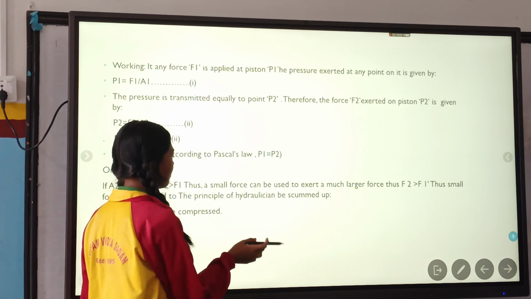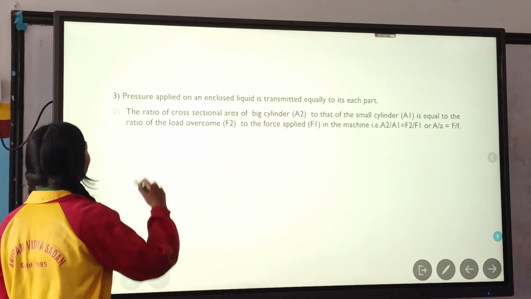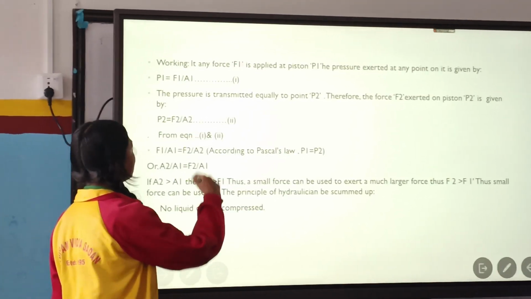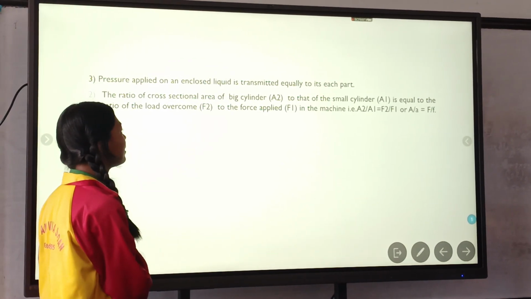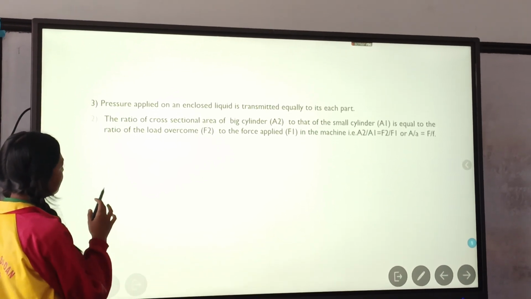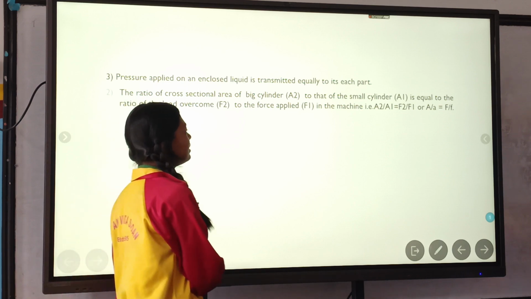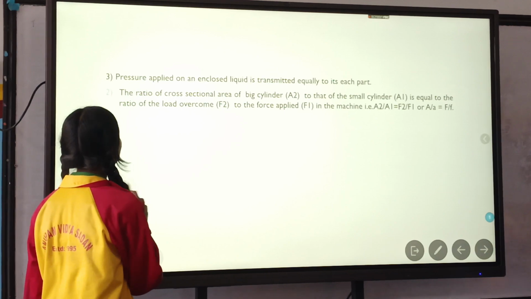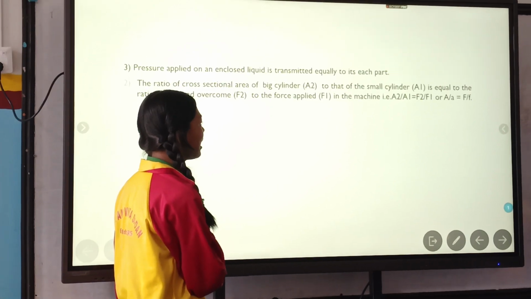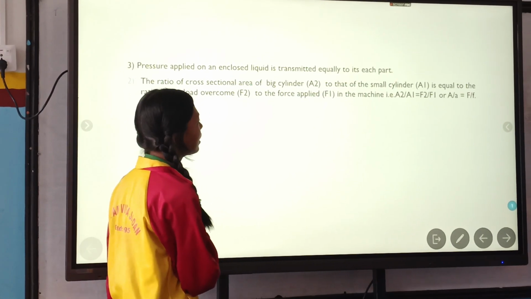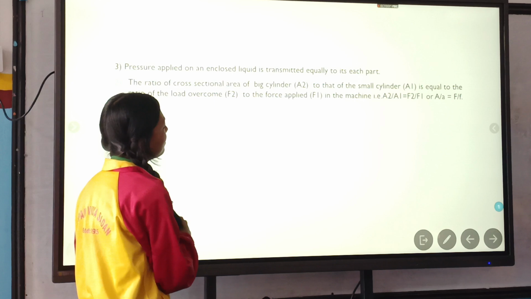Thus, the principle of hydraulic machine is as follows. No liquid can be compressed. The pressure applied on the enclosed liquid is transmitted equally to each part. The ratio of the cross-sectional area of the big cylinder A2 to that of the small cylinder A1 is equal to the ratio of the load overcome F2 to the force applied F1 in the machine, that is A2 by A1 equals F2 by F1, or capital A by small a equals capital F by small f.